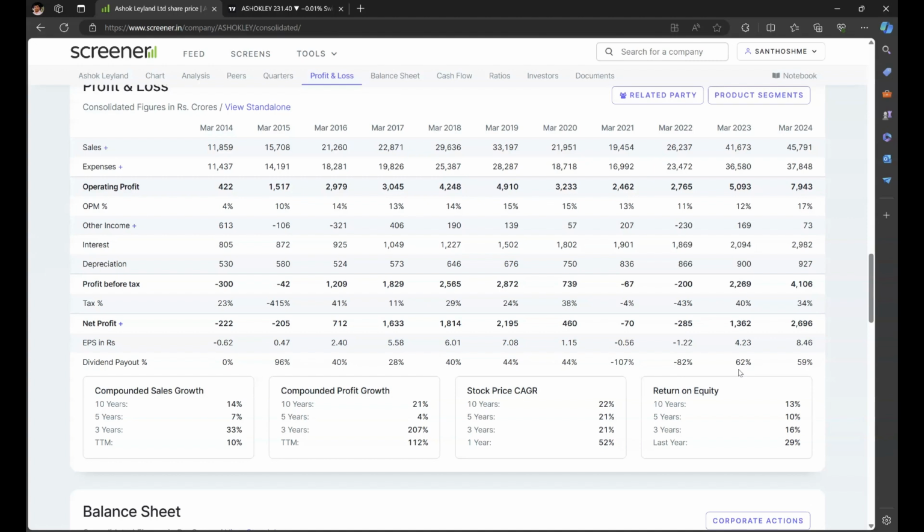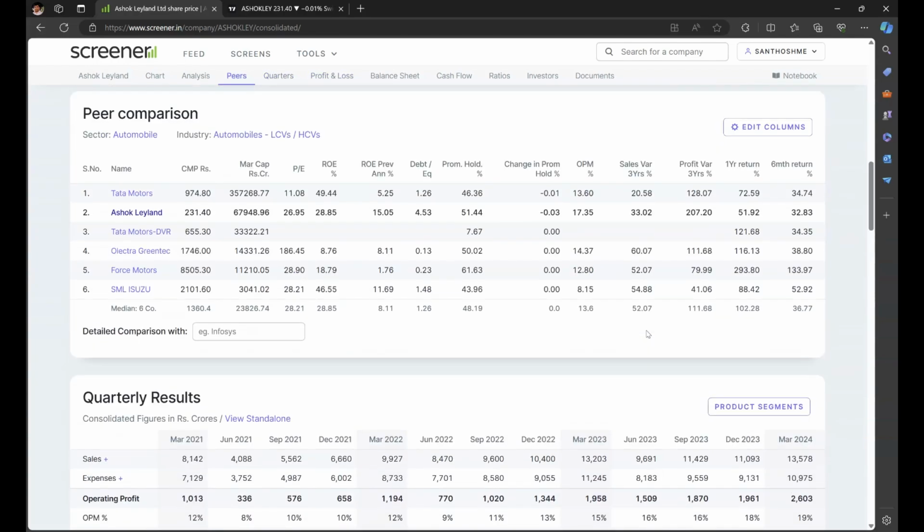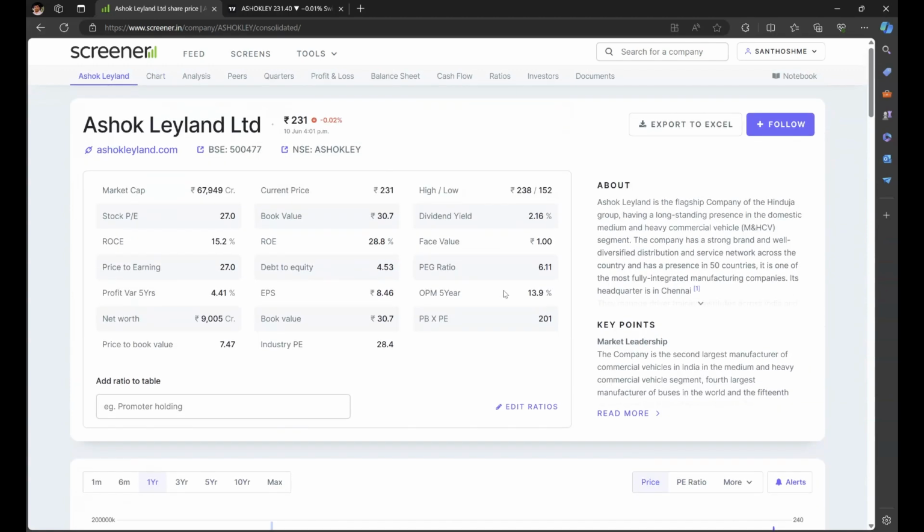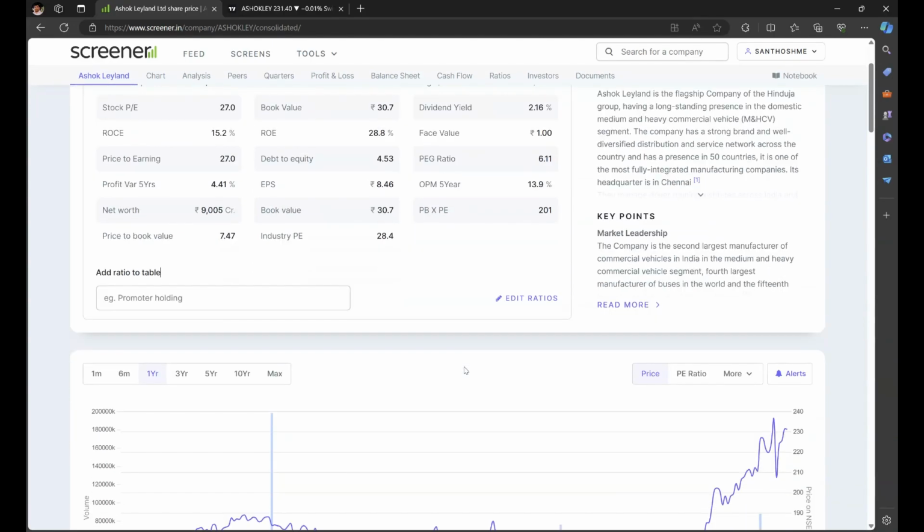You also consider the debt to equity ratio, which shows how much debt the company has compared to its equity. It should not be on the higher side. I would say maximum one. In the case of Ashok Leyland, that is the one risk I would see. The debt to equity ratio is 4.5, which is much higher than 1. So that is one risk, I would say.